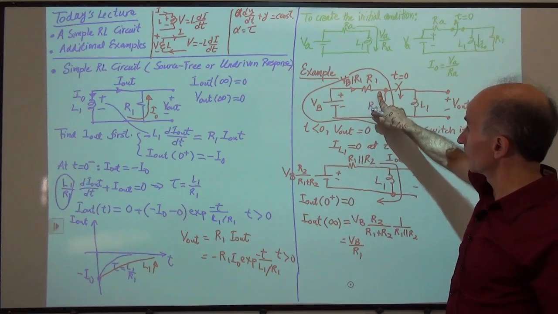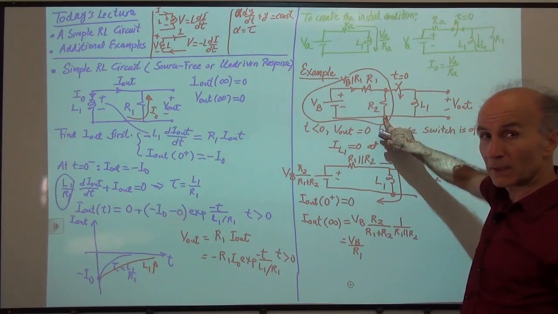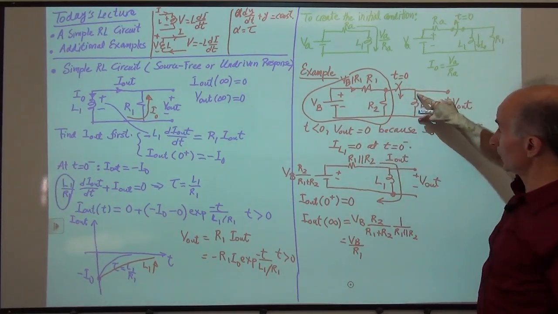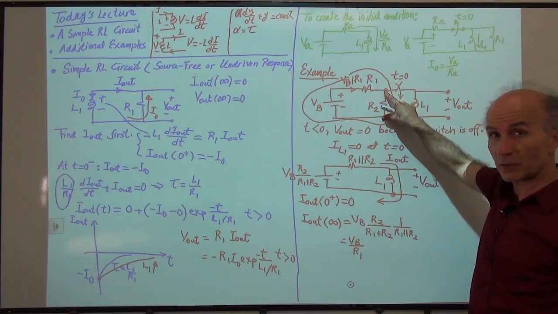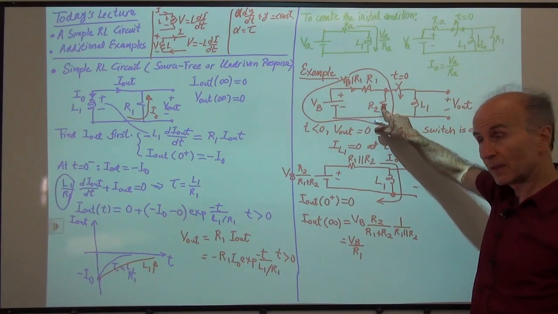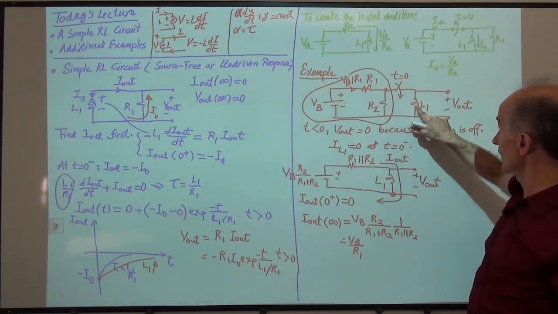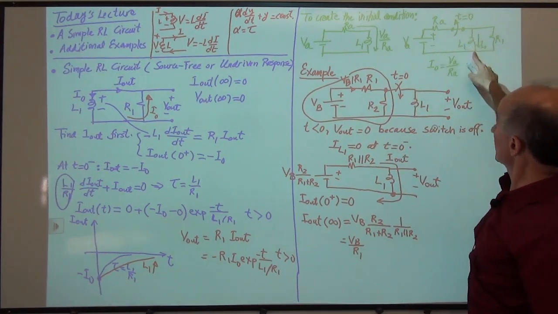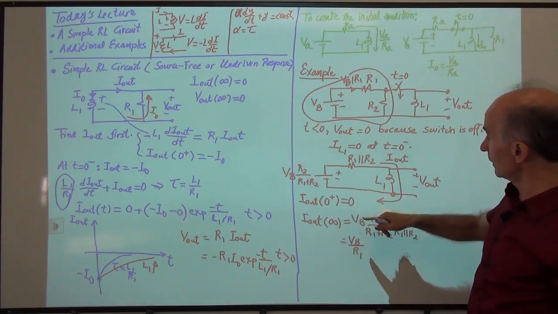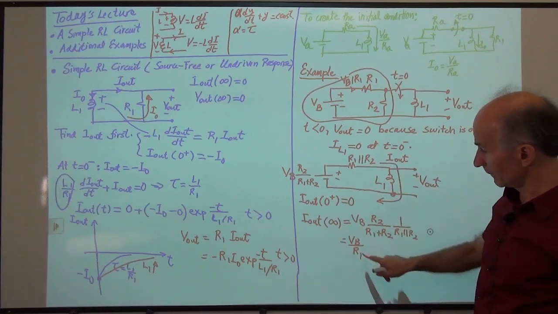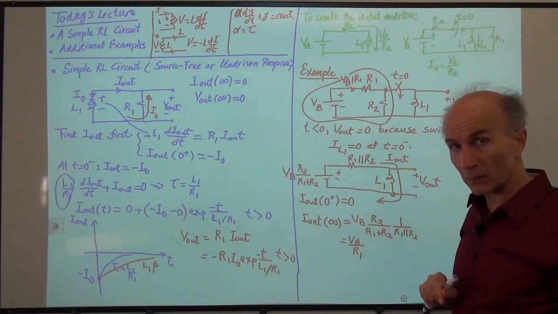That current comes in here. Where does it go? Can it go through this? No, because this inductor has a 0 volt difference, which means this resistor has 0 volt difference, which means the current through R2 is 0. So all the current from this guy flows this way, just the way we decided this before. So it's not surprising that I out, meaning the current to this inductor at time infinity, is VB over R1.